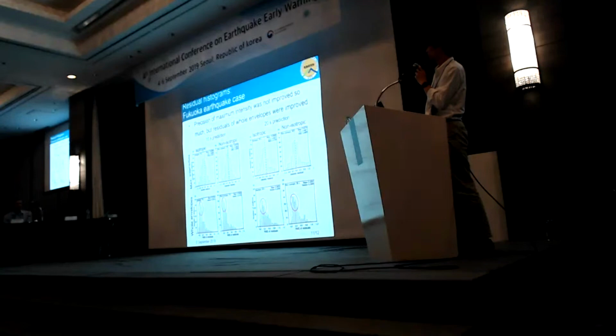So again, we show the histograms of prediction resilience for the Fukuoka earthquake cases. And also, same as the previous slide, the resilience histograms for the resilience of maximum intensity are very similar between the two prediction models. But when we focus on the resilience of whole seismogram envelopes, the non-isotropic scattering model resulted in a better prediction than the isotropic scattering model.